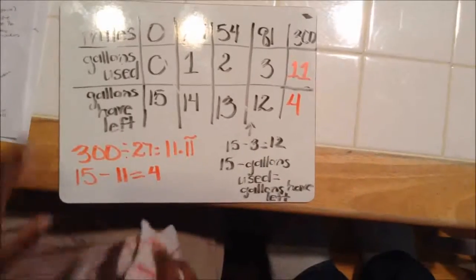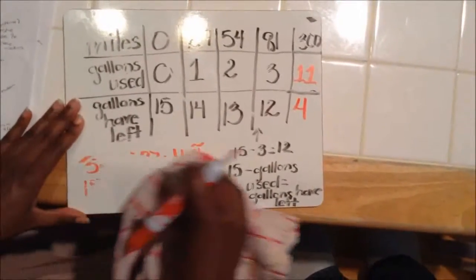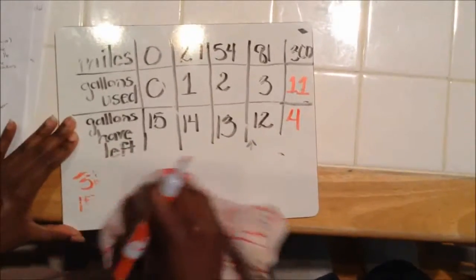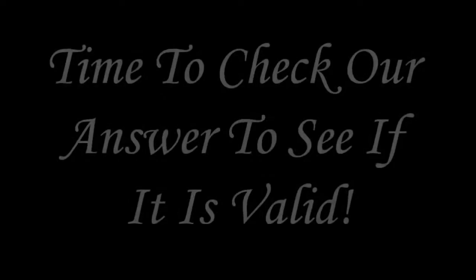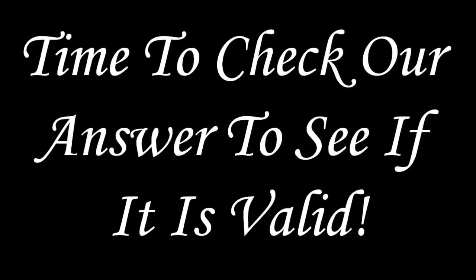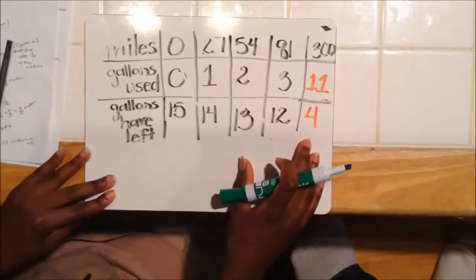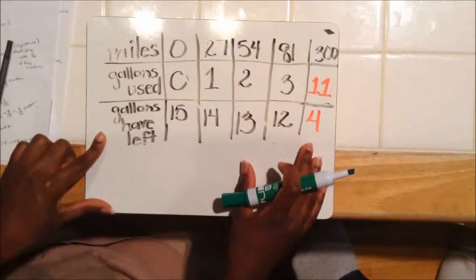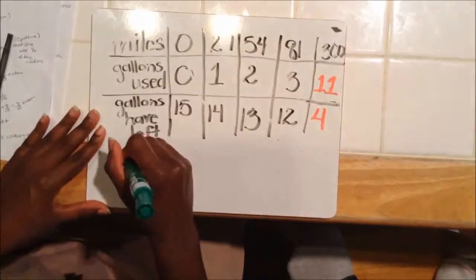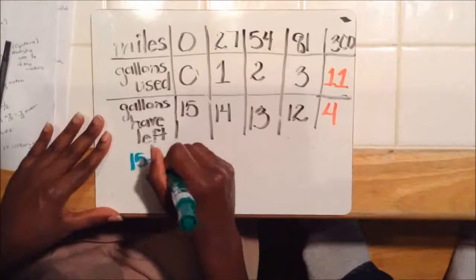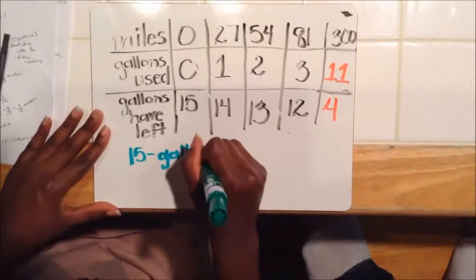The final thing that we are going to do today is we are going to look back and reflect to see if, in fact, our answer is correct. The last step in our process is to look back and see if our answer makes sense. So to look back, I'm going to start from what I did at the very beginning, and I'll look at the row that says the gallons that I have left. So we said that the gallons that we have left is going to be 15 minus the gallons that we've used.